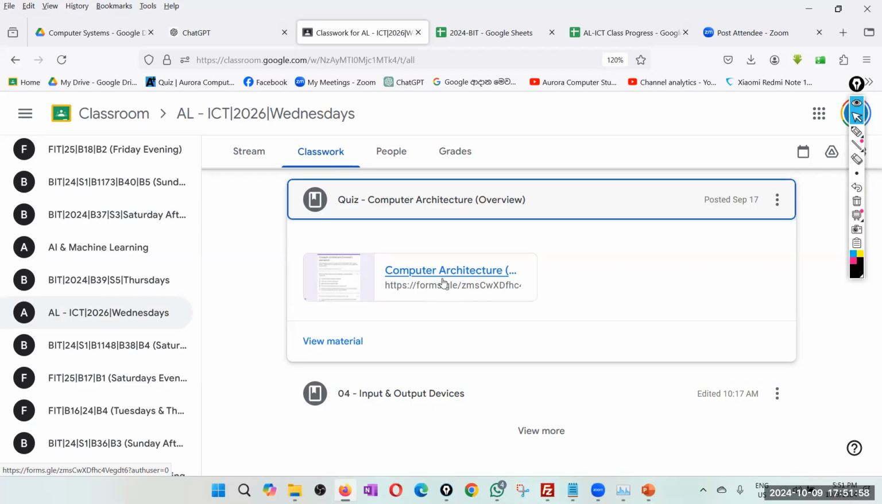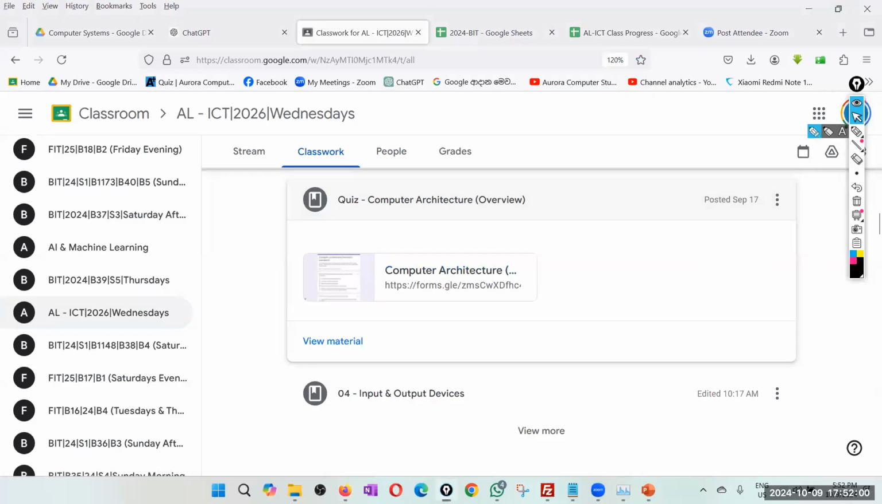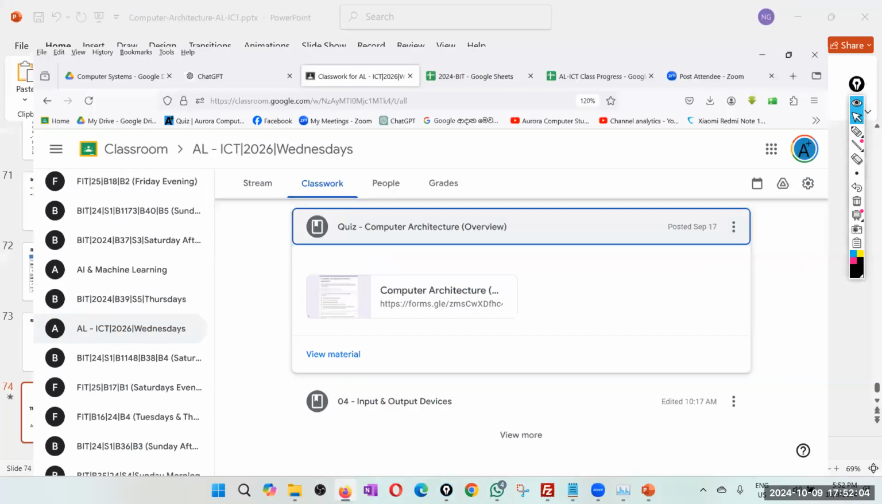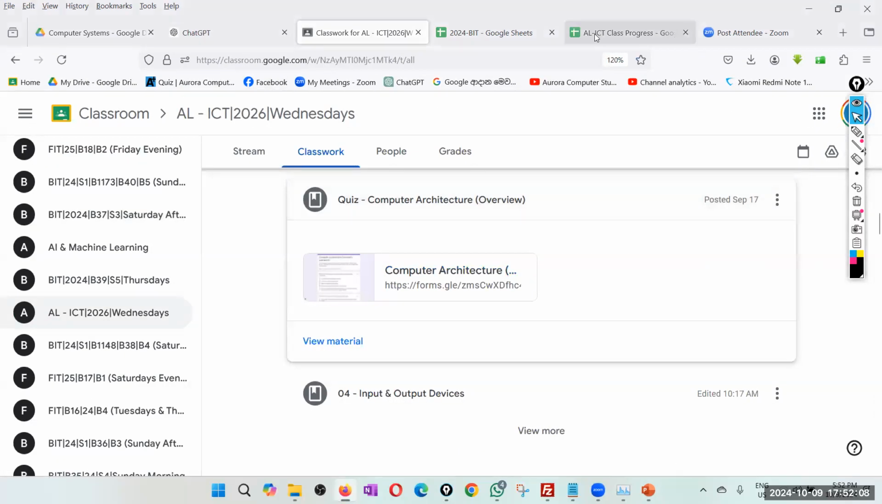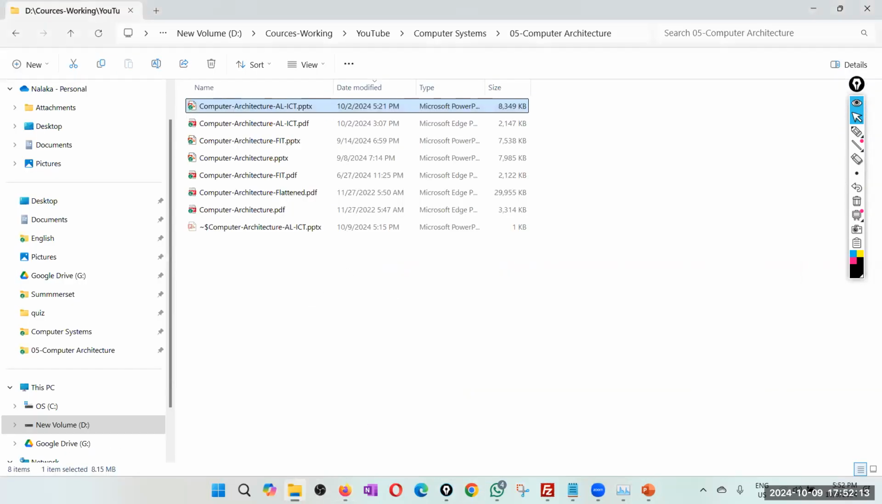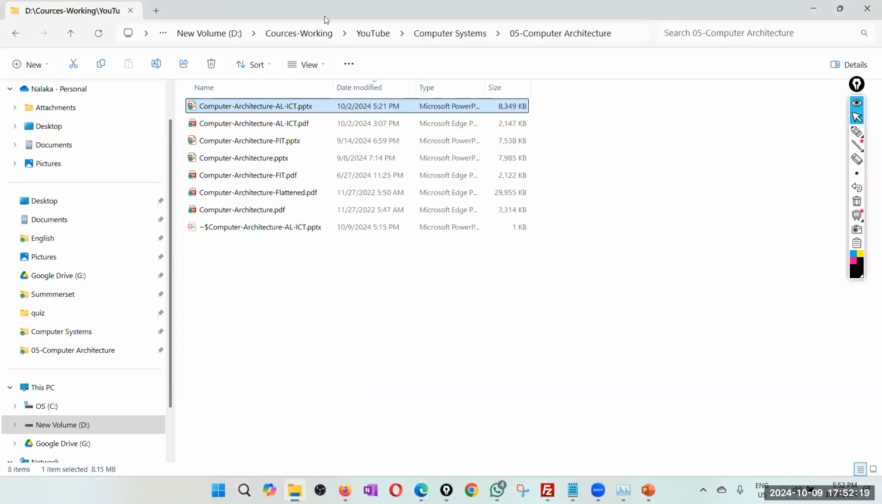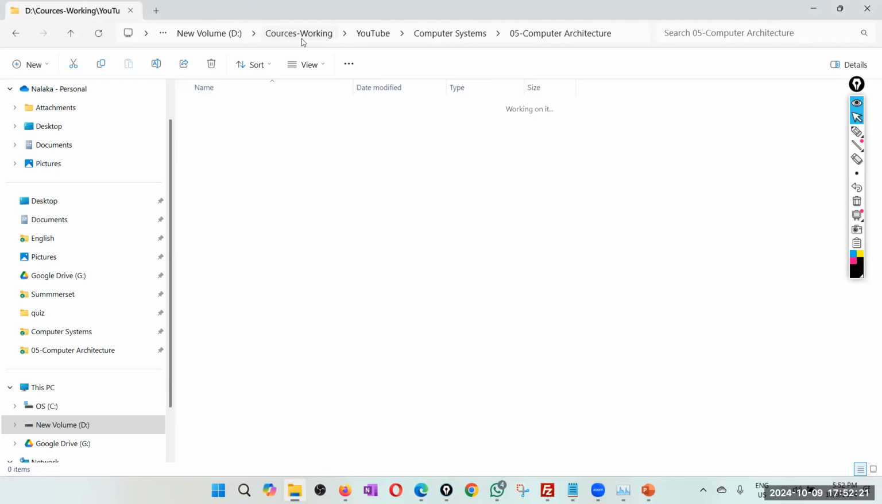So the next class, we will be doing input output devices. Of course, it won't take more than 1 hour. Then we'll move on to storage devices, a little bit more technically. The other thing is, now you can again go through the syllabus and see what we have covered. Are we progressing?